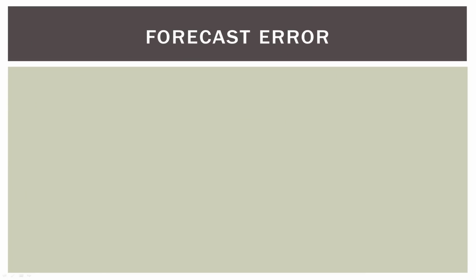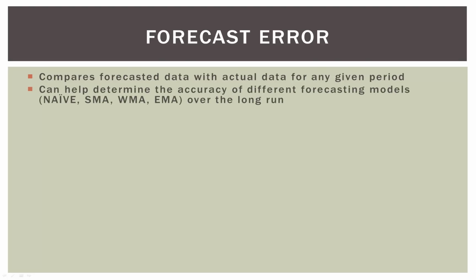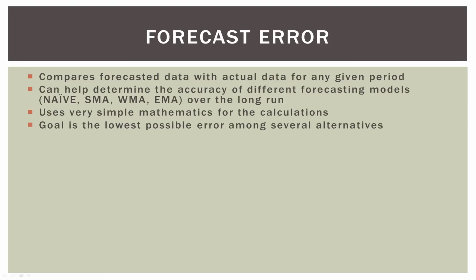So let's just remind ourselves what forecast error is. It just compares the forecasted data with the actual data for any given period. So in this case, we're going to be comparing the score from any given game to what we forecasted that game to be from past data. It can help determine the accuracy of different forecasting models. So in this case, we're going to use the naive, the SMA, the WMA, and the EMA, and it helps us determine how good those are over the long run. It uses very simple math, nothing more than adding, subtracting, dividing, and multiplying. And again, our goal is to find the lowest possible error among all these alternatives.